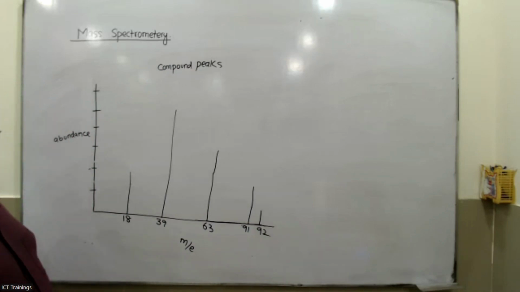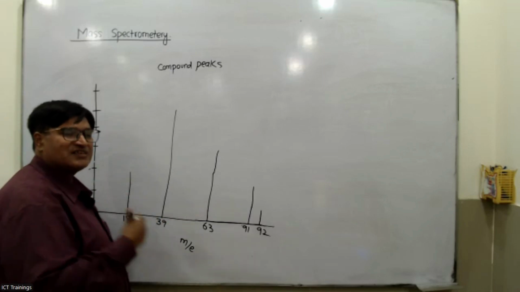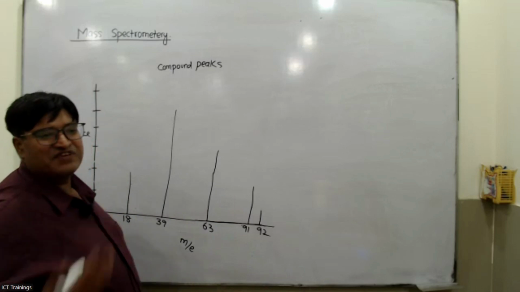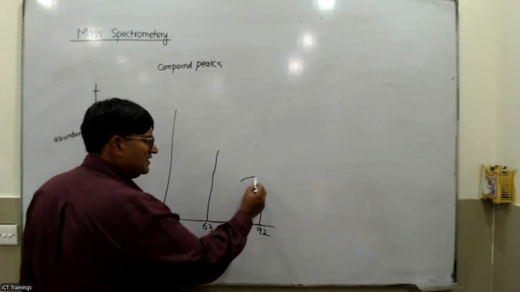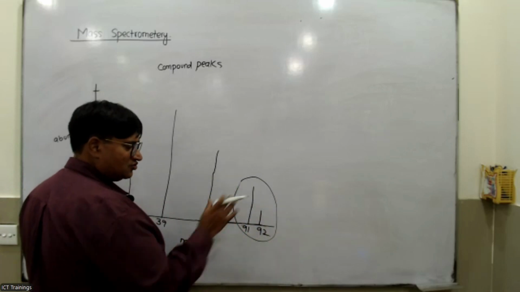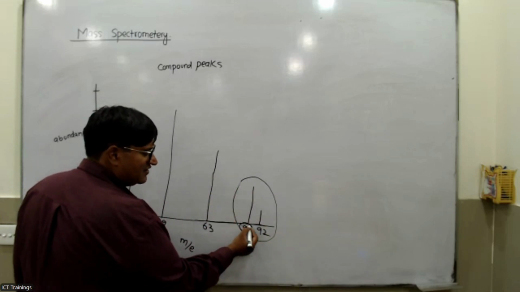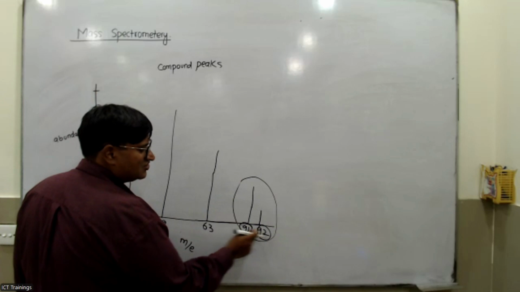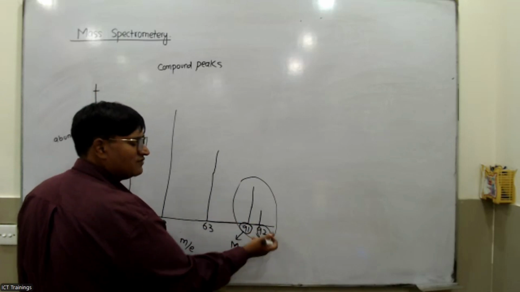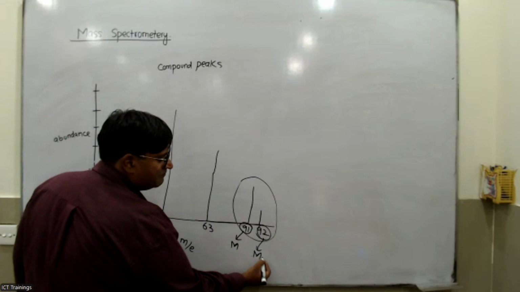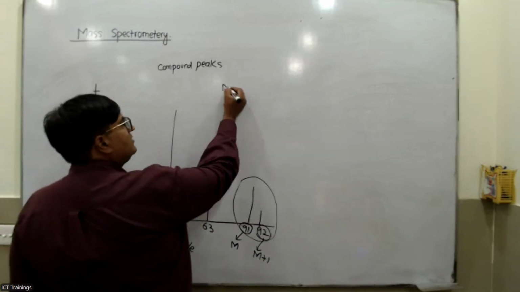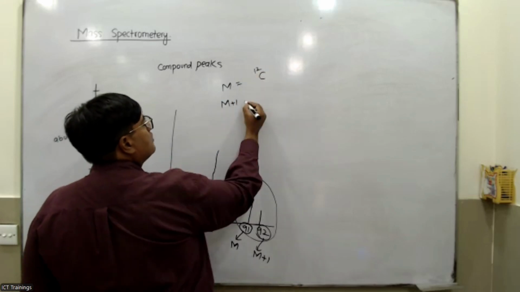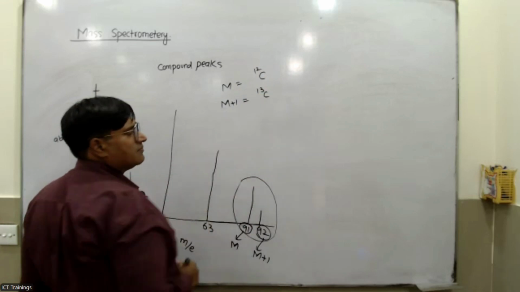When you get the compound peaks, you mainly have to focus on the end peaks, the two end peaks which are very close together. The first one is called the M peak, and the second one has a distance of 1 from it. 91 plus 1 would become 92. So this one is the M plus 1 peak. When you get M and M plus 1 peaks, it means this one is formed due to carbon 12 and this one is formed due to carbon 13.